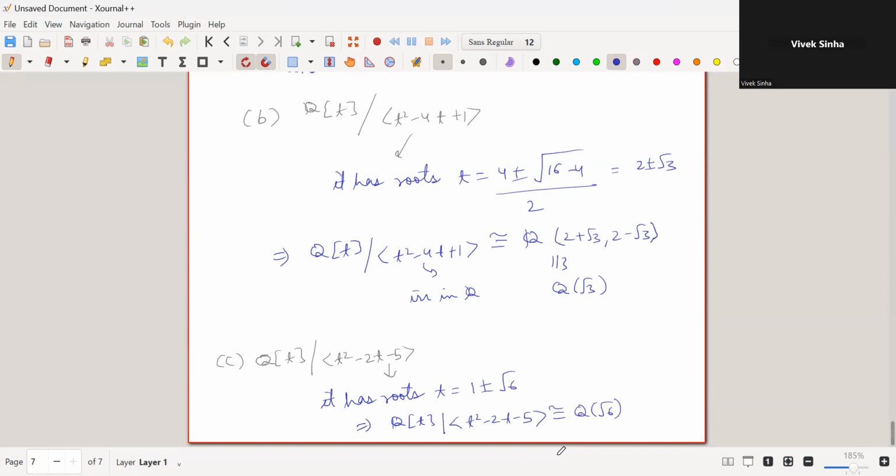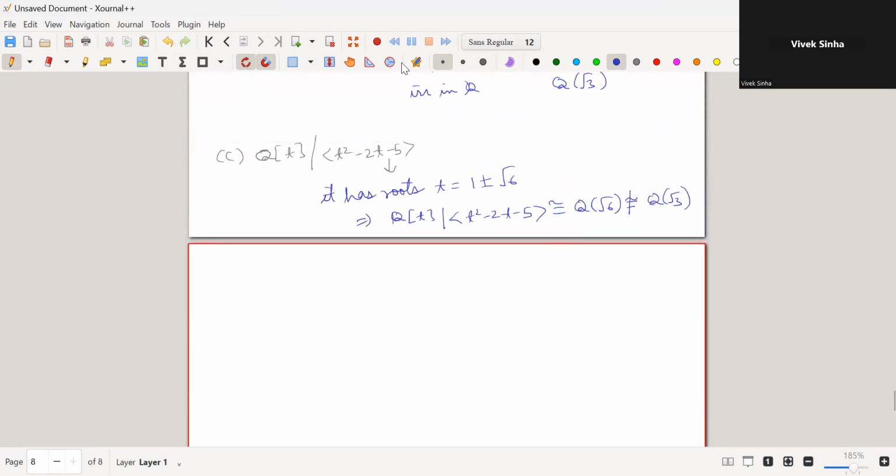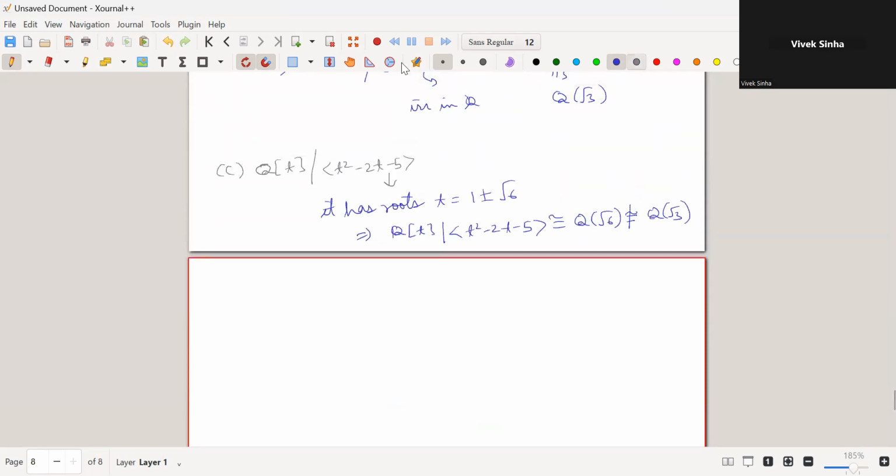right? But that is not same as Q(root 3), because root 3 and root 6 are linearly independent over Q. So this will be the case. And the last one is also not there.